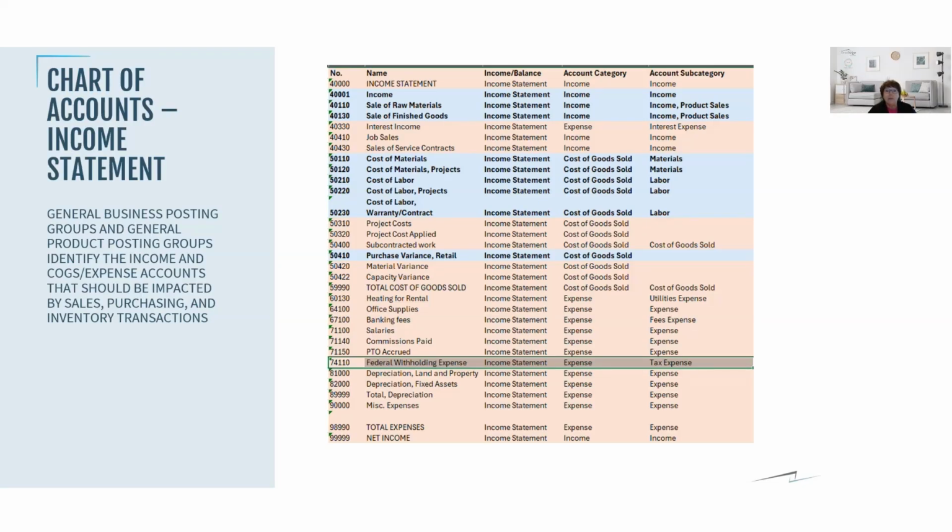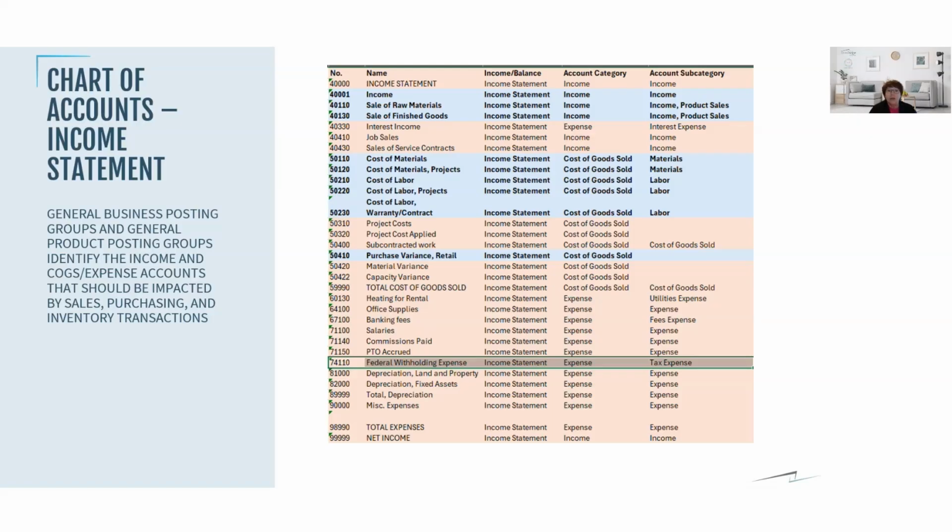The income statement portion of your chart of accounts is how we're driving the general business posting groups and the general product posting groups. So when we look at a sales transaction, it's the combination of our general business posting group, which is the who you are selling to, and the general product posting group, which is the what you're selling. And that's going to define then what's the income account that you're going to use from your chart of accounts. So you may have sales of raw materials, as in the example above, or sales of finished goods. It's going to drive what that income account is.